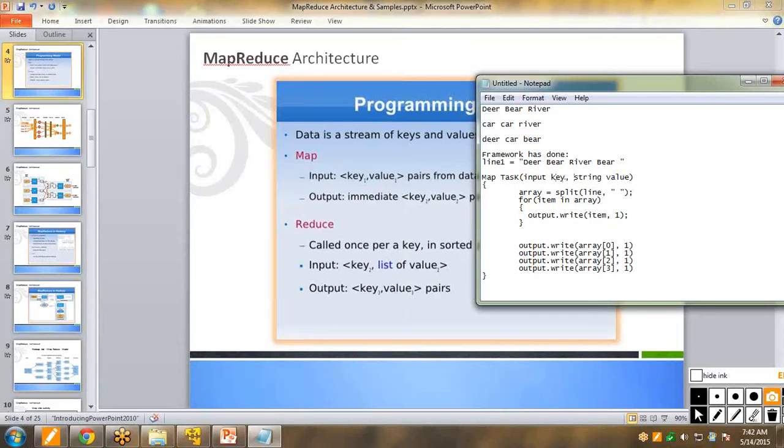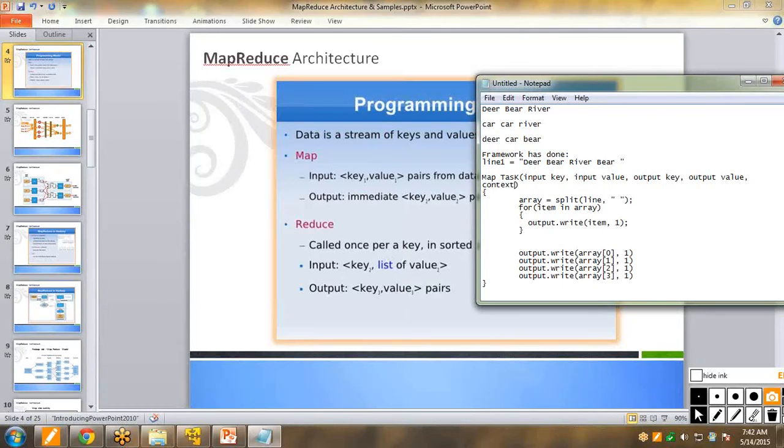Input key, input value, right? And it says that output key, output value, and context. That you'll get it here. So it doesn't send you the line as is. It says that input is you get 5 parameters here: input key, input value, output key, output value.